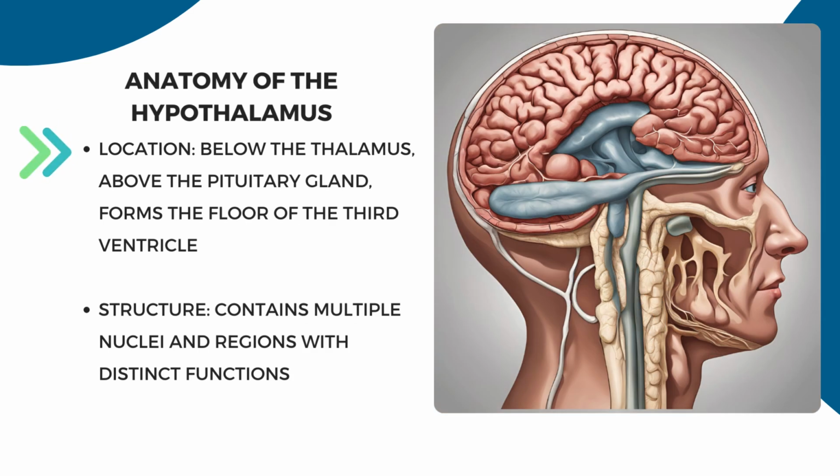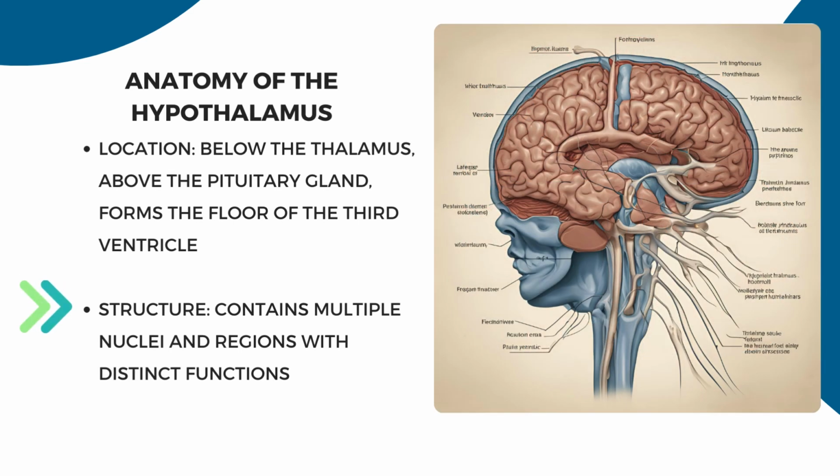The hypothalamus is a small yet vital region located below the thalamus and above the pituitary gland, forming the floor of the third ventricle in the brain. It comprises several nuclei and regions that perform distinct functions.